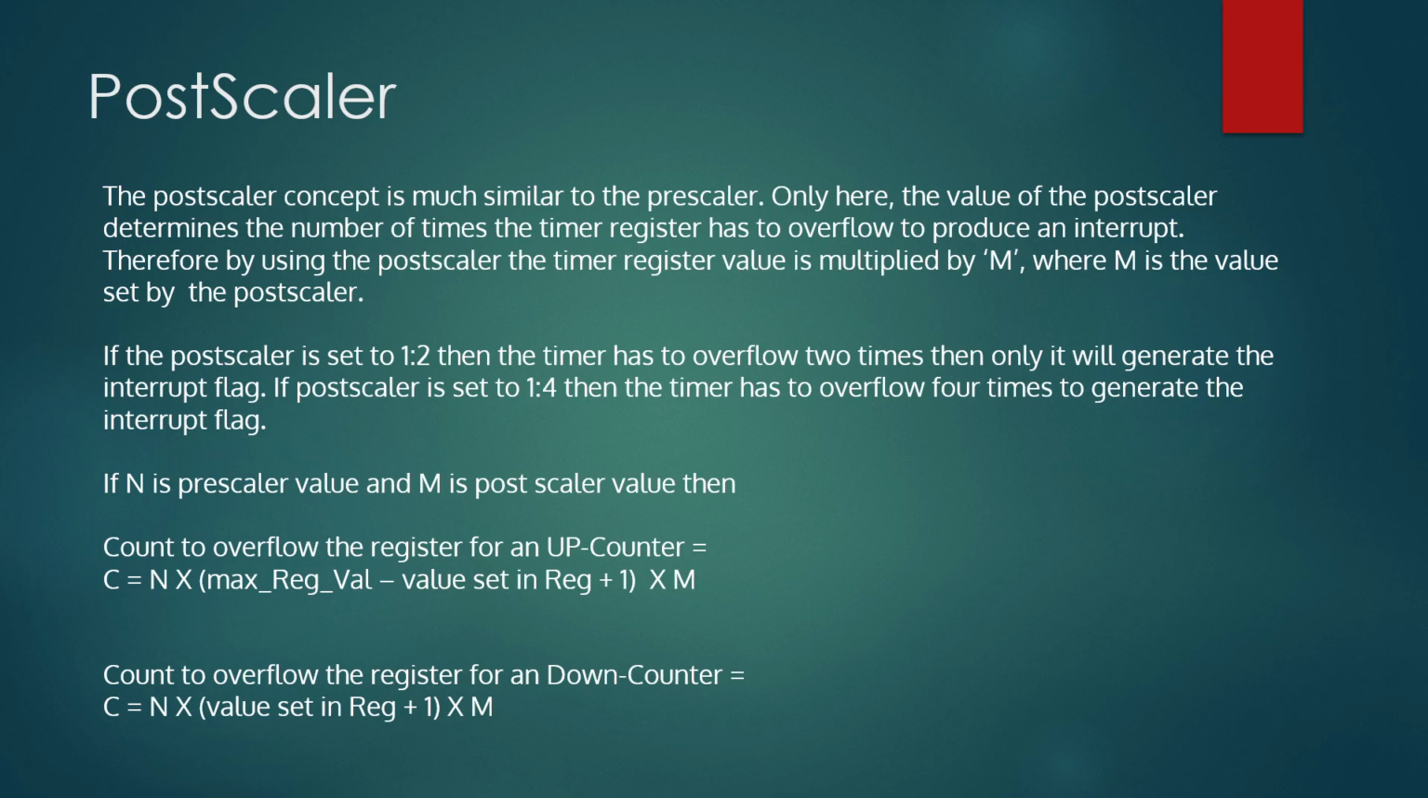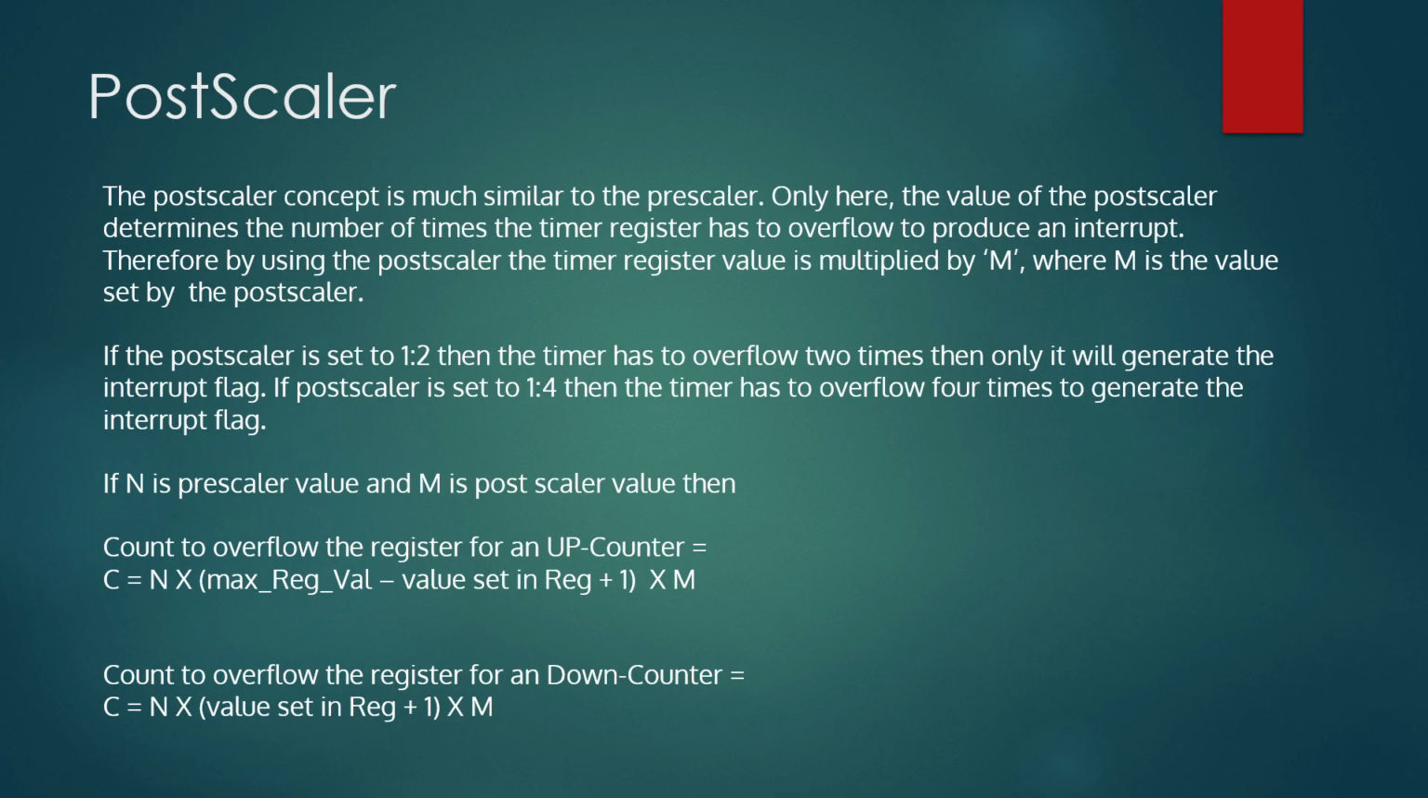So in this manner, if n is your prescaler value and m is your postscaler value, then how many counts C do you require to overflow the register for an up counter? That is C equals n, the prescaler value, times the maximum register value. If it is 8-bit, then that will be (255 minus the value you have set in the register plus 1), multiplied by m.